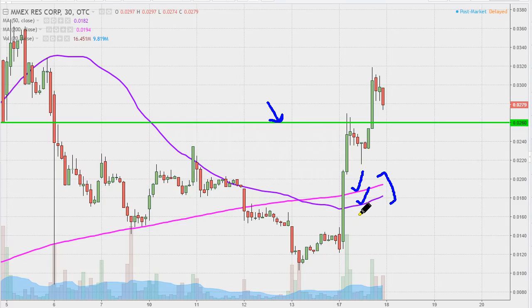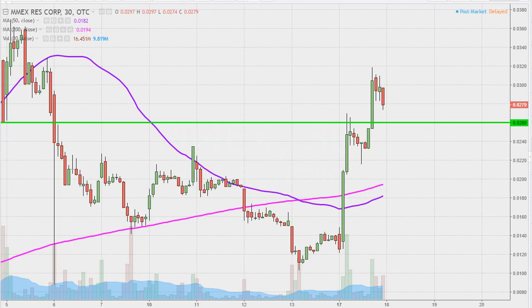You can see that the purple line has now curved back upwards and has a nice upward slope to it. And as long as the price stays above it, that line is going to just continue to curve upwards. Pretty much, if you want to picture that as a trend line, it's going to start to draw a very nice trend line for the overall trend indicator of the chart.